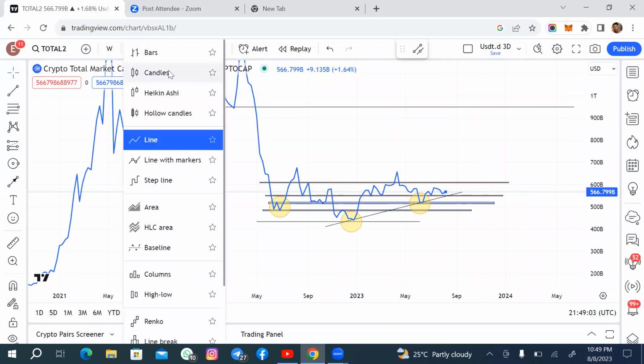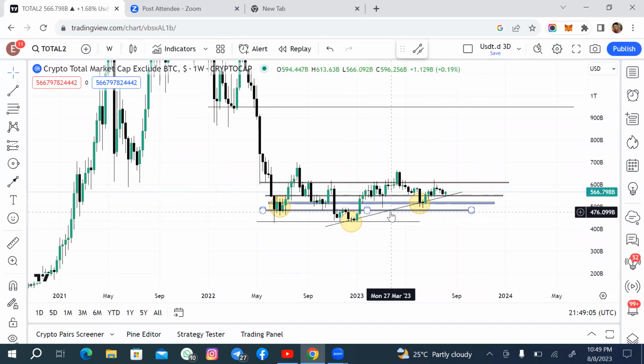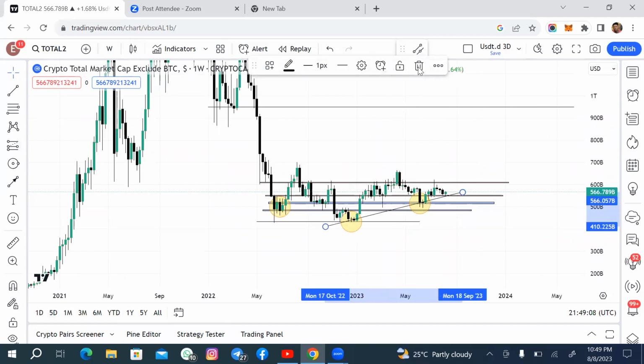So let's go back to candles. Now we already know, okay, this is what the market is saying.